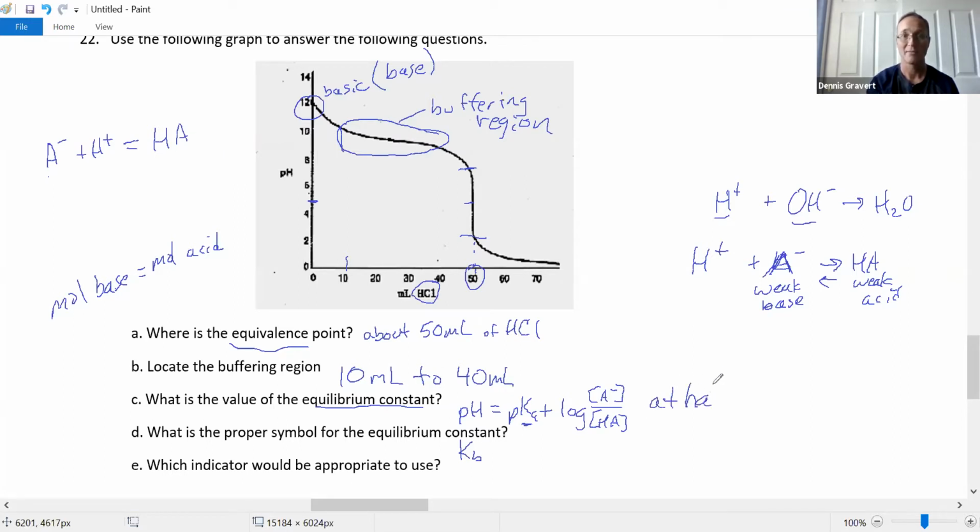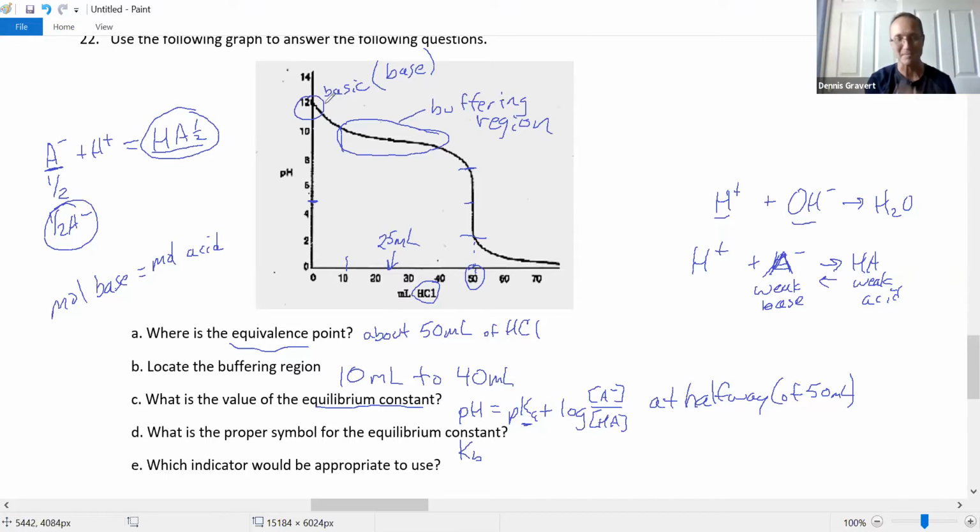at halfway of 50, so 50 is my equivalence point, halfway is at 25, then I didn't titrate all the A minus, all the base, I've only titrated half of it. So half of it reacts to form HA, and there's still half left over. We have equal molarity, equal concentrations of these, right?